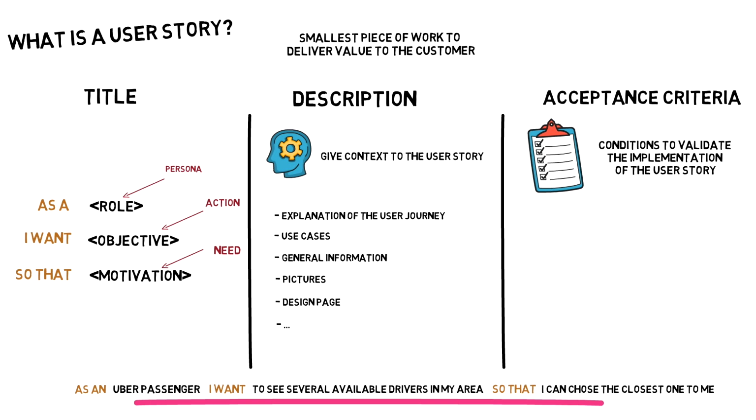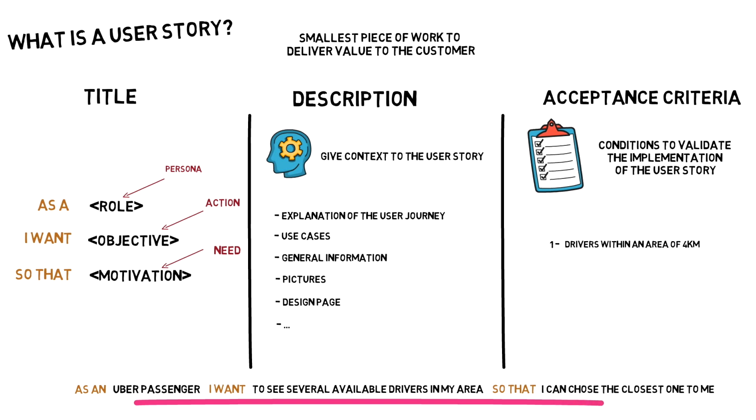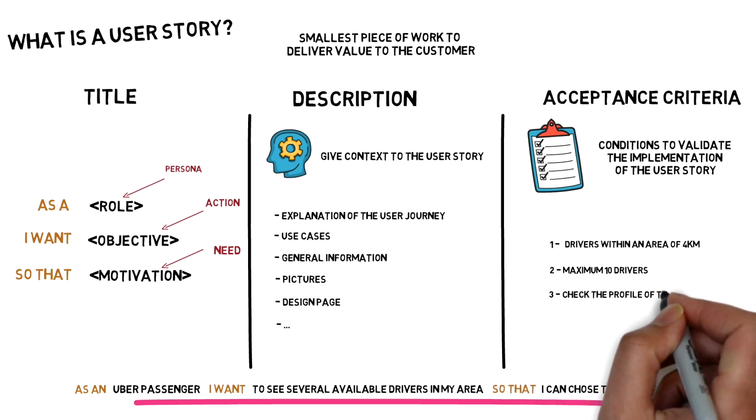Acceptance criteria for this user story could be: the app shows only the drivers that are within an area of 4 kilometers from the customer. The app shows a maximum of 10 drivers that are in the same area as the customer. A customer can check the profile of these drivers, including their picture and rating.